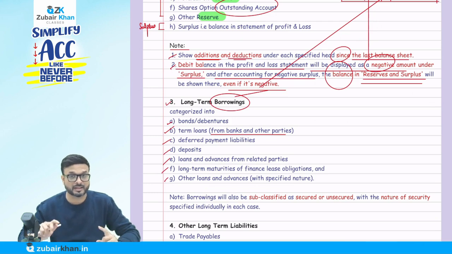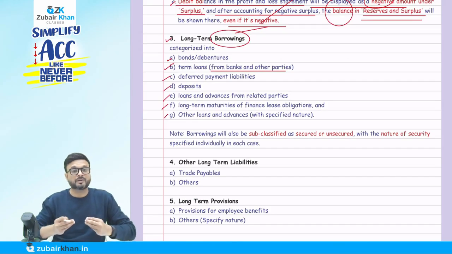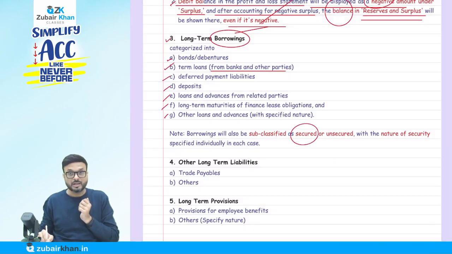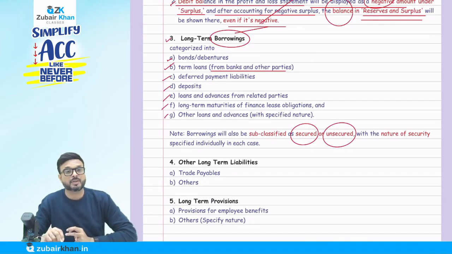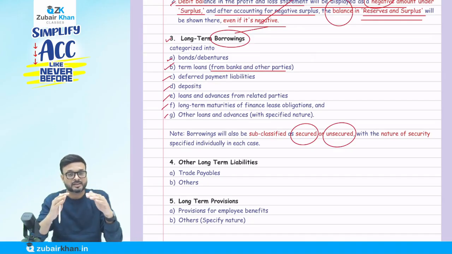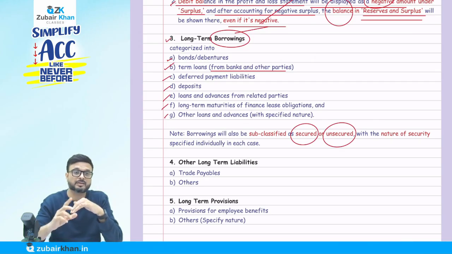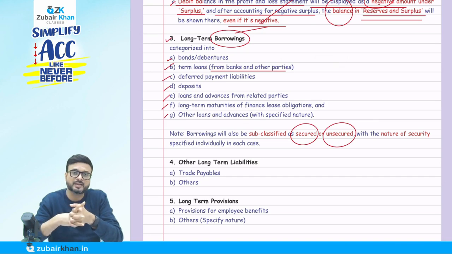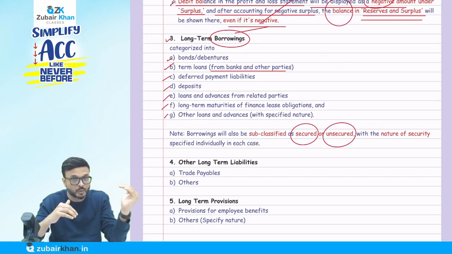What is important is that if the question gives you a bifurcation of borrowing: if you borrow something and as security you have given something, we call it secured borrowing. If you have not given anything as security, we call it unsecured borrowing. Sometimes they mention that we have borrowed this much fund against this and that security, so we mention it as a secured borrowing. If nothing is given as security, then it is an unsecured borrowing. So under long-term borrowing, I'm going to bifurcate between secured and unsecured.